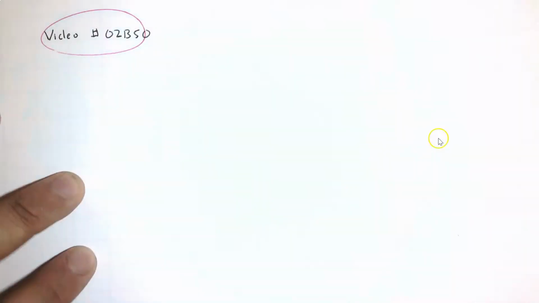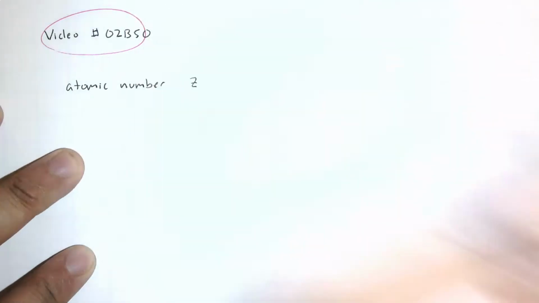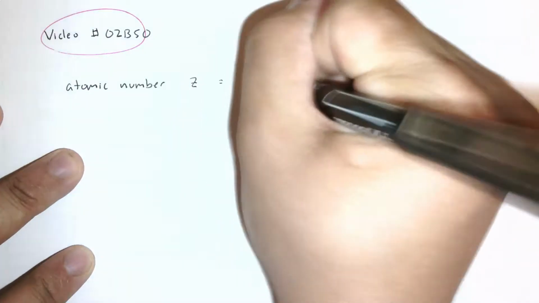The first definition that I want to go over is atomic number. And the symbol for atomic number is Z. And simply that equals the number of protons.